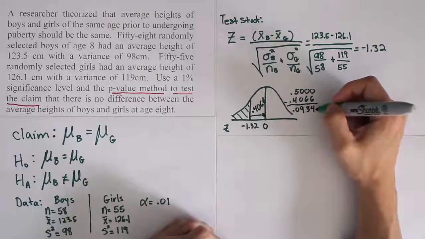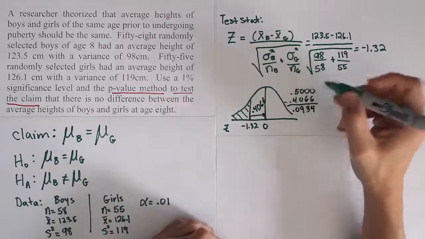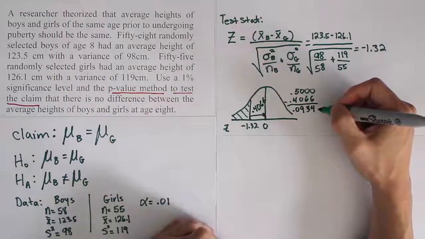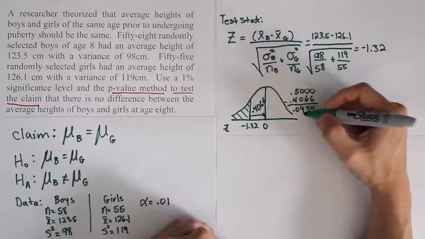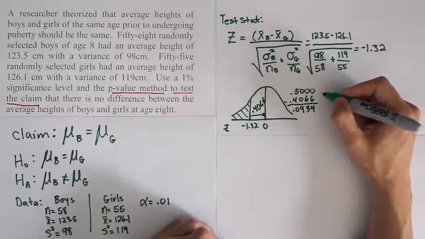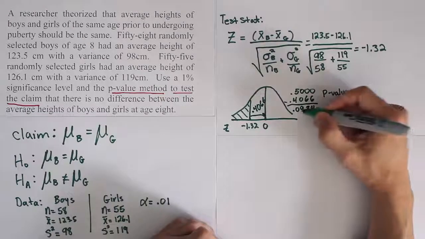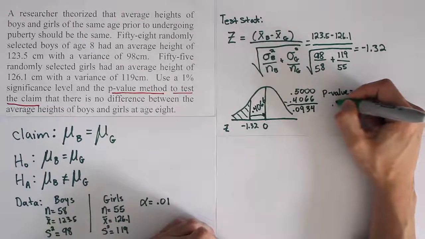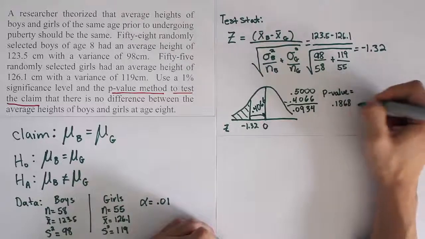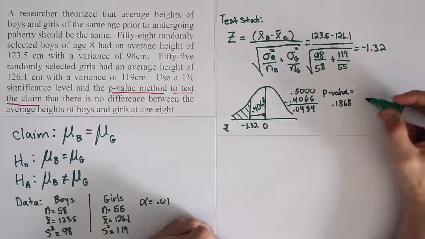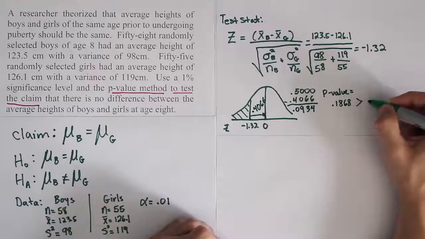But that's not our p-value, because remember in a two-tailed hypothesis test, two-tailed based on the fact that it's not equal to, we have to double this value. We have to take twice of it, right? So our p-value is equal to twice this value, which works out to be 0.1868. All right, so our p-value is quite large. Our next step is to compare our p-value to alpha and see which is bigger. It's pretty clear that this p-value is greater than the alpha of 0.01.